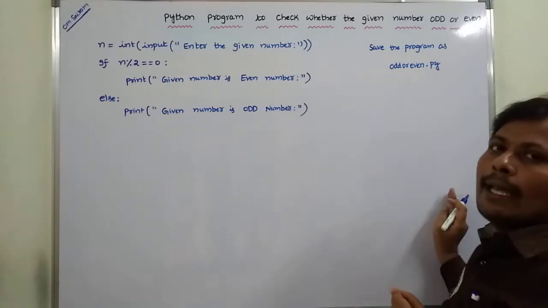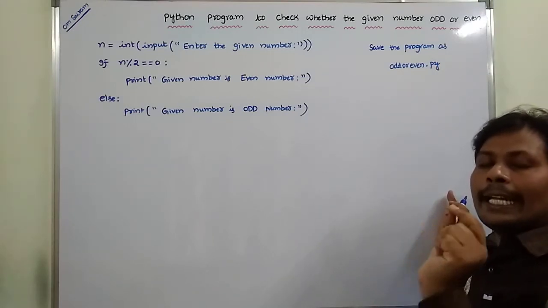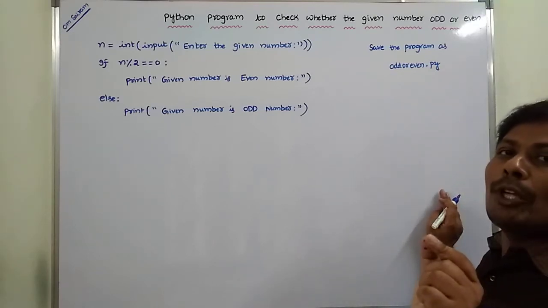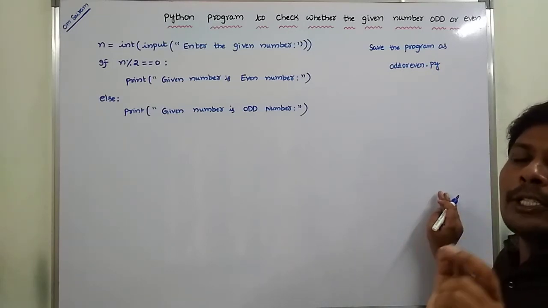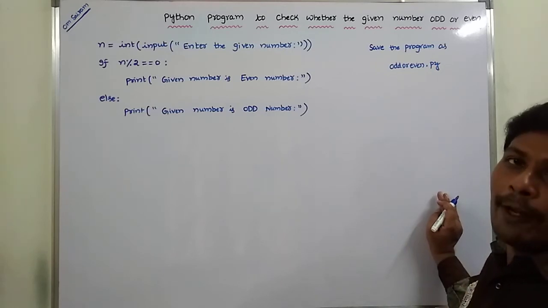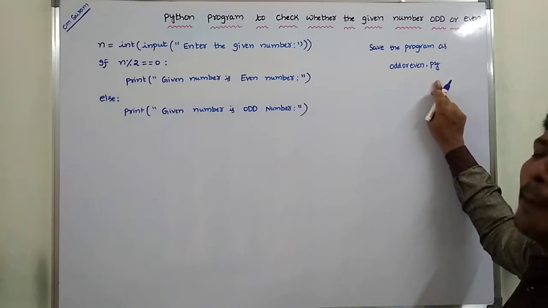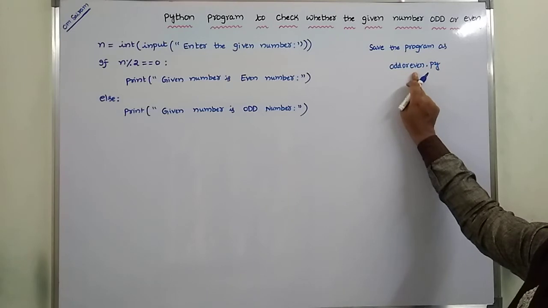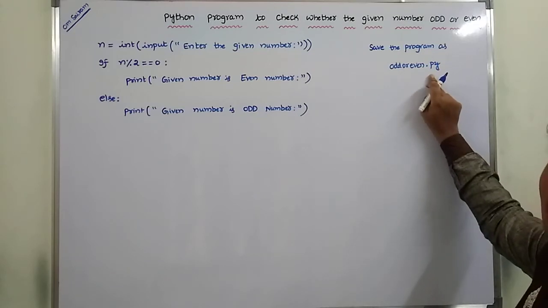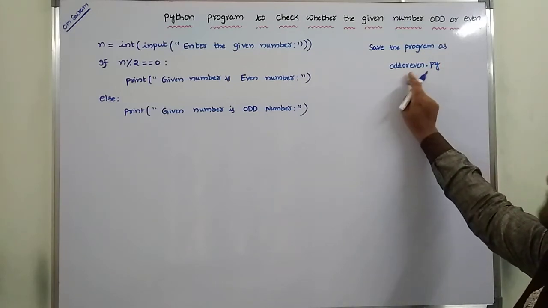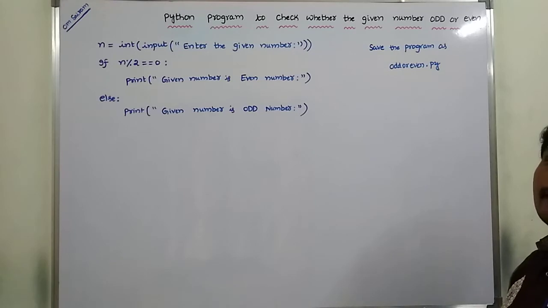We have already seen the C program, C++ program, Java program. File name dot C indicates that it is a C program. File name dot CPP indicates a C++ program. File name dot Java indicates a Java program. File name dot py indicates a Python program. Here the file name is odd or even dot py, which is a Python program. After saving the program, you have to run that program.